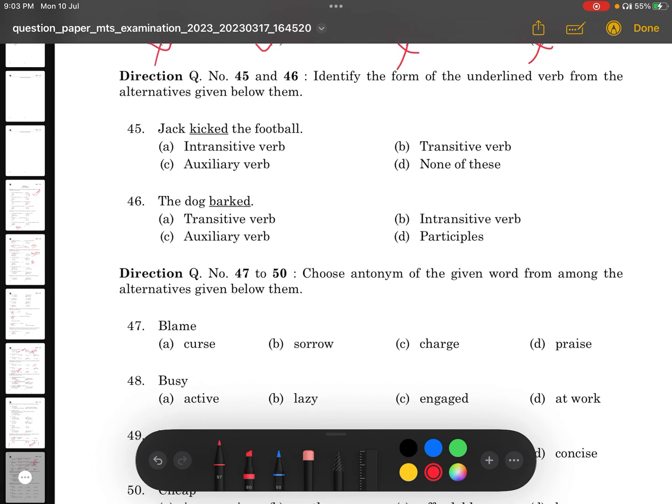Next, we have to find out the verbs. We know that there are different types of verbs. So here, transitive and intransitive verbs are being talked about. Before we discuss, let's understand what a transitive verb is and what an intransitive verb is. So transitive verb means what? Transitive verb, you remember it: a transitive verb always contains an object.